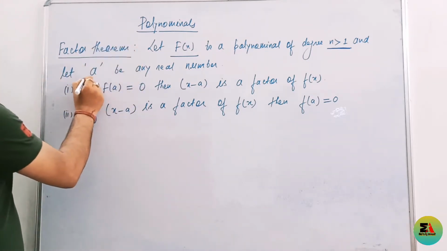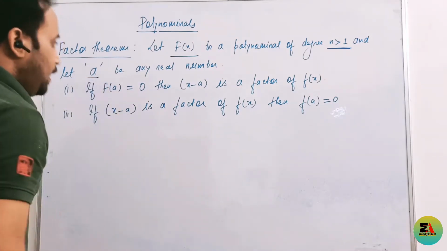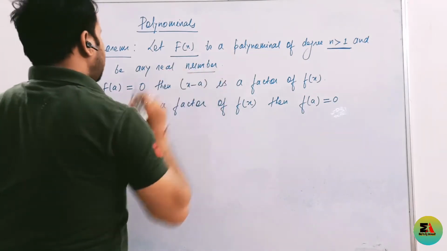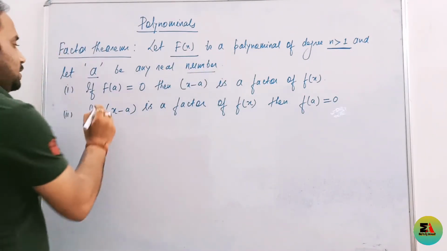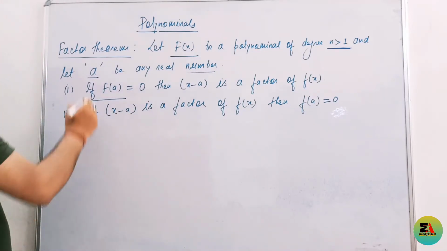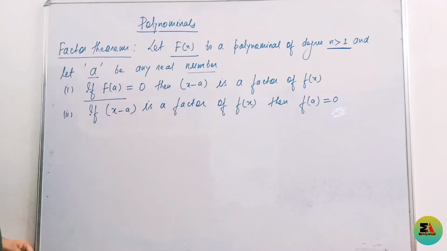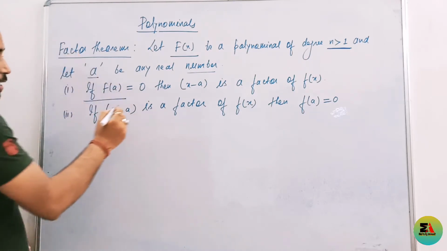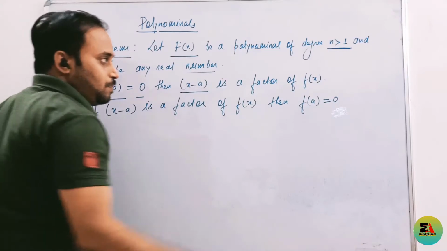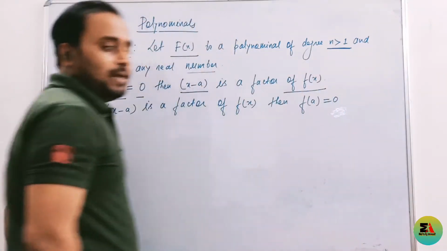And let small a be any real number. Then we have two cases. In case first, if f of a is equal to 0, it means a is any real number, and we substitute it in f. If it becomes 0, then we say x minus a is a factor of polynomial f(x).